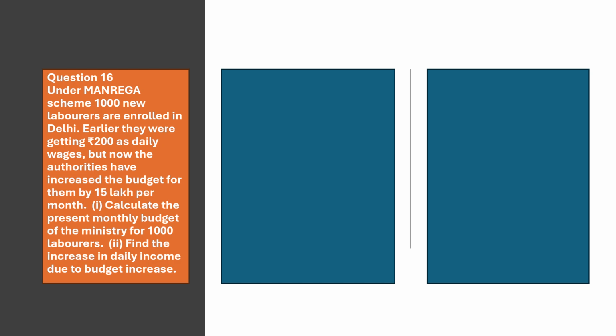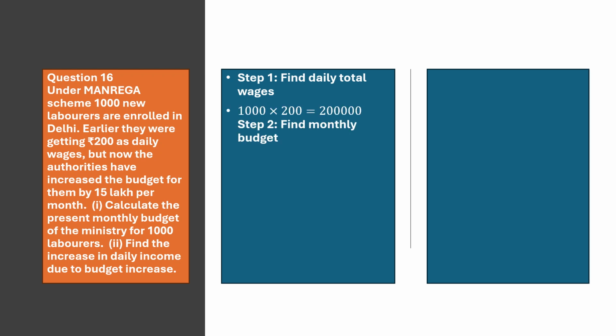Question 16. Under Manrega scheme, 1,000 new laborers are enrolled in Delhi. Earlier they were getting rupees 200 as daily wages, but now the authorities have increased the budget for them by 15 lakh per month. Calculate the present monthly budget of the ministry for 1,000 laborers. Find the increase in daily income due to budget increase. Now here we are going to find the total wages. First thing, you need to multiply 1,000 into 200. So you will get 2 lakh.